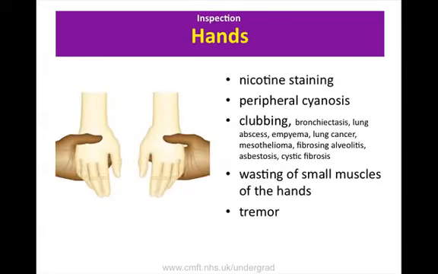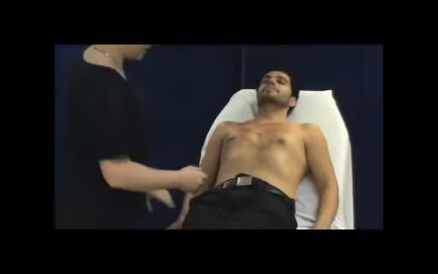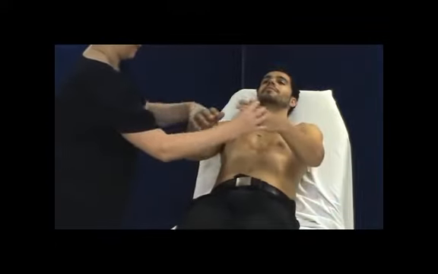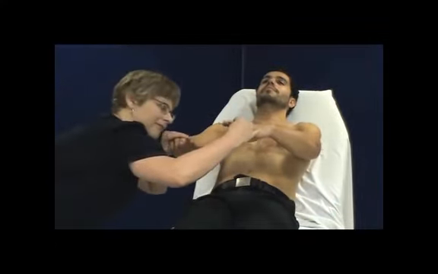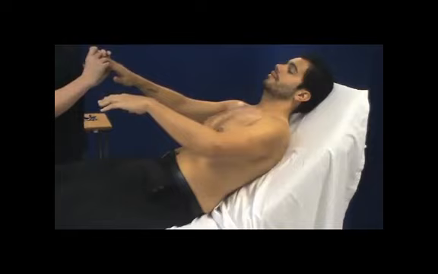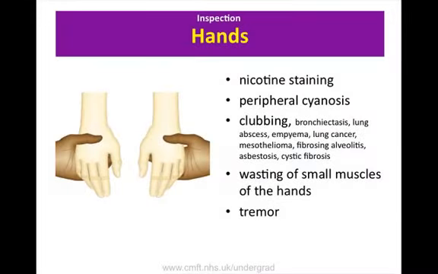When examining the hands, always compare right with left. Look at the hands for nicotine staining, peripheral cyanosis, finger clubbing, wasting of small muscles of the hands, and tremor. Finger clubbing is most commonly found in lung cancer, fibrosis or chronic infection, such as cystic fibrosis and lung abscess.